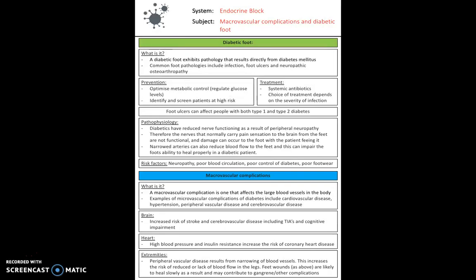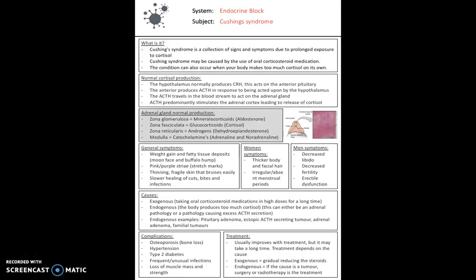So foot ulcers can affect both type 1 and type 2 diabetics, and it's as a result of the reduced nerve functioning, leading to peripheral neuropathy. As a result, the nerves normally carry pain sensation to the brain from the feet. So for example, if you've got an ulcer, you would try to avoid walking on that ulcer to make it less painful, but these people cannot feel this pain sensation, and as a result they continue to walk on it, and as a result it gets bigger and bigger and more serious, and as a result leads to this kind of diabetic foot. It's very much an umbrella term for a variety of pathologies associated with the complications of diabetes.